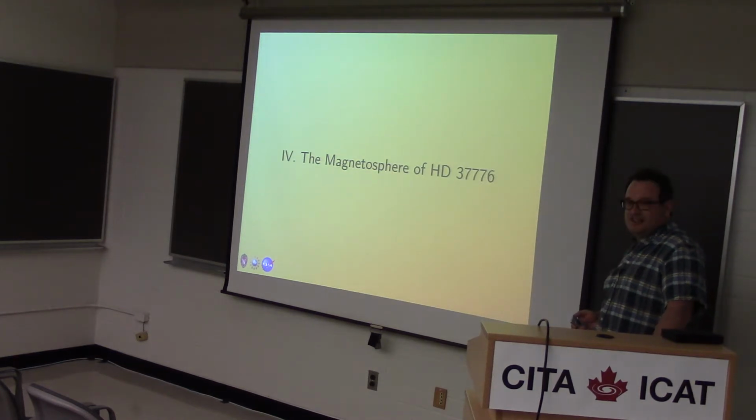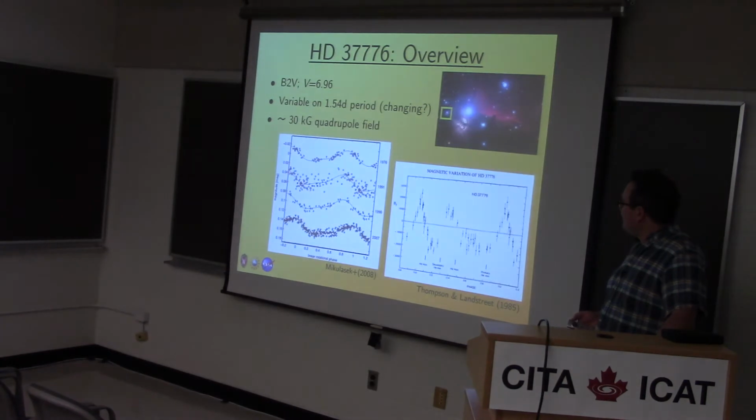So let me talk about a second star now. This is a star we've already encountered. This is Landstreet's star with the complex octopolar field. This is exactly the same picture as before, except I've highlighted a different star. This is where Landstreet's star is. So it turns out there are a lot of magnetic stars in Orion, and this isn't a coincidence.